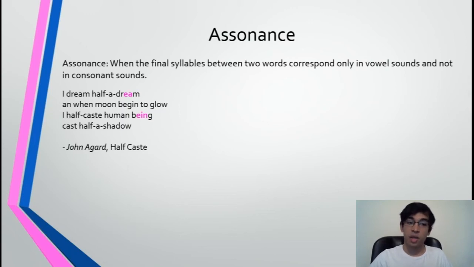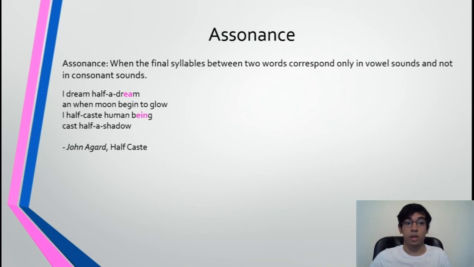Now keep in mind that John Agard, he writes this in a Creole accent. So he's from the Caribbean and he writes this in a Creole accent. So when I read this, I'm not going to read completely in a London accent. I'm going to try and adjust to the poet's way of speaking. So he says, "I dream half a dream, and when moon begin to glow, I half-caste human being, cast half a shadow." So obviously, John Agard reads it in a certain way. I've tried to adjust my reading in order to create the assonance between dream and being.